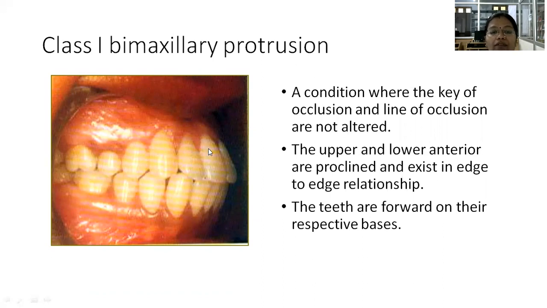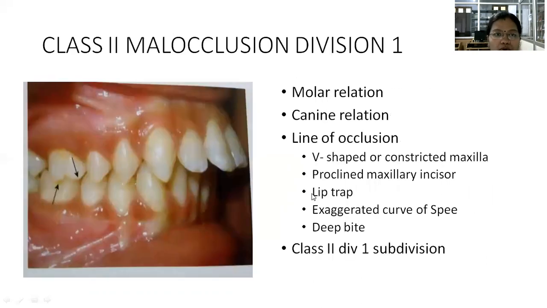So there you have your edge to edge. There is no proper overjet and overbite. Rather, you will have an edge to edge contact. So this is called as the class 1 bimaxillary protrusion. Okay, so see, the key of occlusion and the line of occlusion is not at all altered, but the only thing is the upper and lower anteriors are proclined, and you will have an edge to edge relationship. So this is the class 1 bimaxillary protrusion.